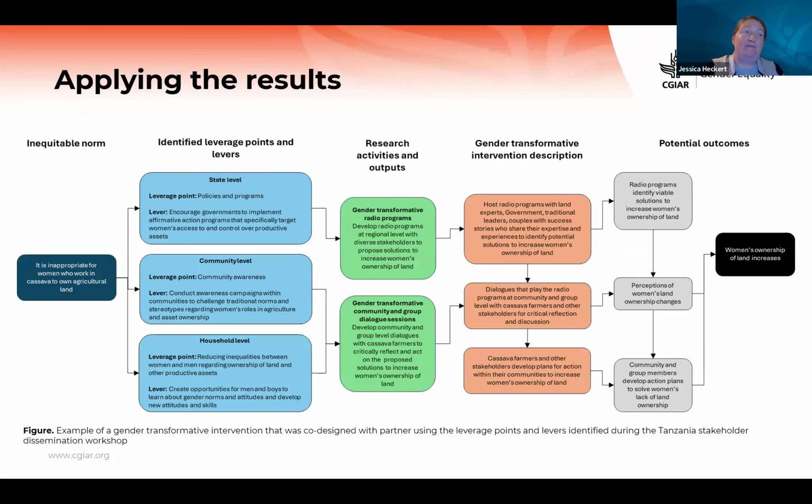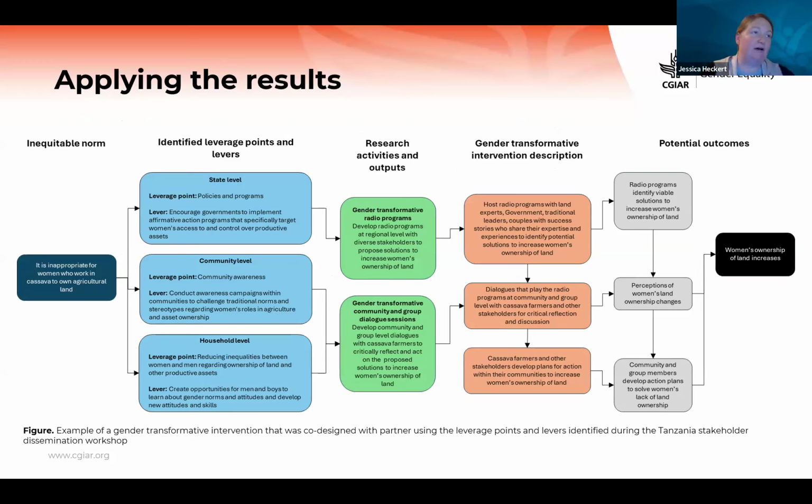So what does that process look like? I'm going to talk through one specific example here, and that is this inequitable norm that is inappropriate for women who work in cassava to own agricultural land. Based on that, it was possible to identify leverage points and levers.